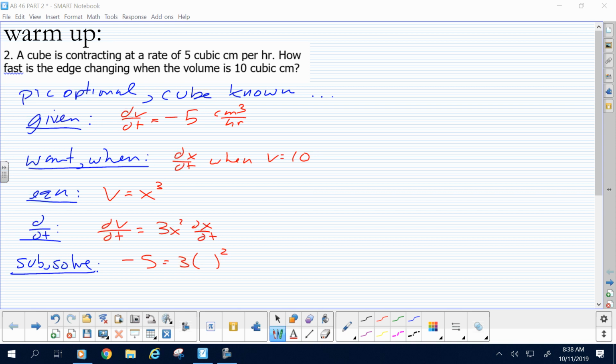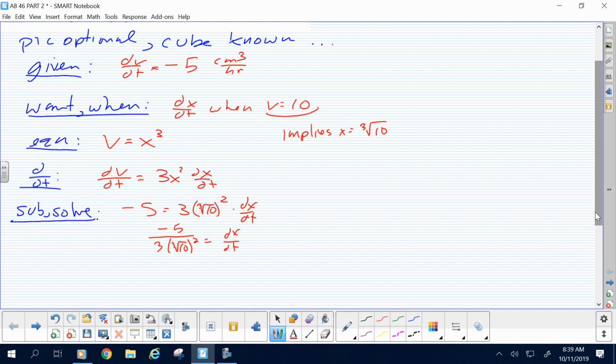Sometimes you're going to run into a problem in substituting because they'll give you an implied thing you need. If volume is 10, what does that imply about x? It implies x is the cube root of 10. So you actually had to do a little hunting for that one. Cube root of 10, and dx/dt is that which we are to find. So dx/dt could be something as ugly as negative 5 over 3 times the quantity cube root of 10 squared. I have absolutely no problem leaving it like that. I just want the units.